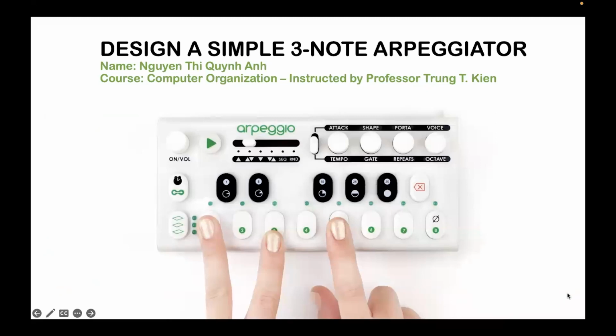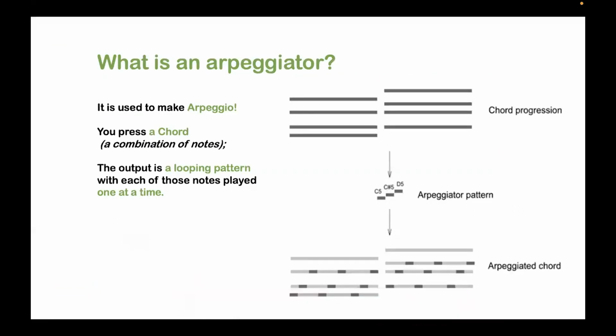Now I would like to talk about my final project for the course, Design a Simple Three-Note Arpeggiator. So what is an arpeggiator? An arpeggiator is a digital musical instrument that is used to make arpeggio. When you press a chord, which is a combination of notes, onto an arpeggiator, it will produce an output that is a looping pattern with each of those notes played one at a time.